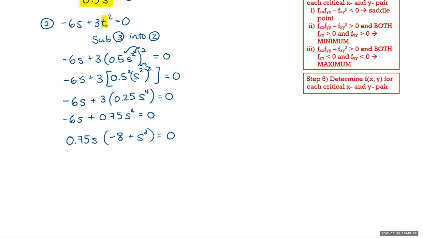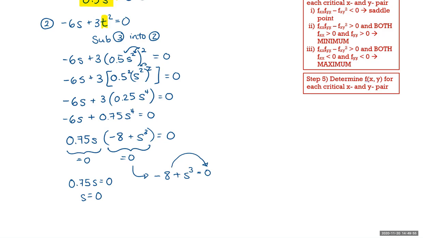Now what I can do is set either of these terms that are being multiplied equal to 0, and then this equation will be resolved. So if 0.75s is equal to 0, this will work. This only happens when s is equal to 0. Alternatively, I could have negative 8 plus s cubed equal to 0. So I'm going to move the negative 8 to the other side. S cubed will be equal to 8. And then I take the cube root of both sides to get rid of the cube on the s. So s is going to be equal to, the cube root here is 2. Is it going to be plus or minus 2?